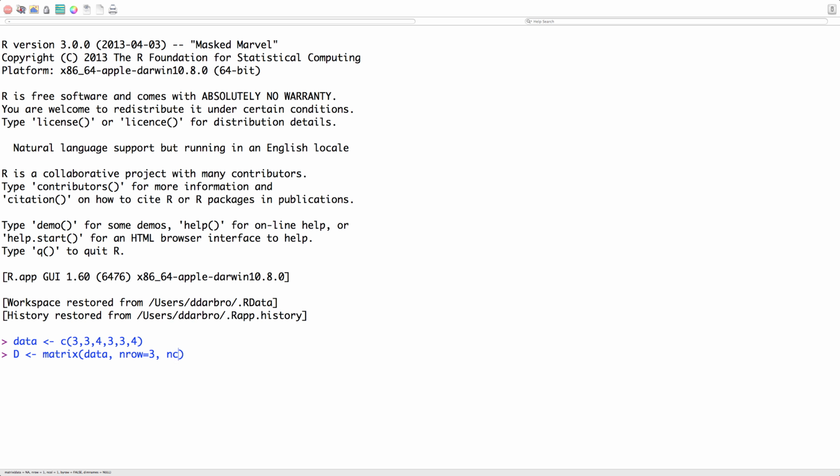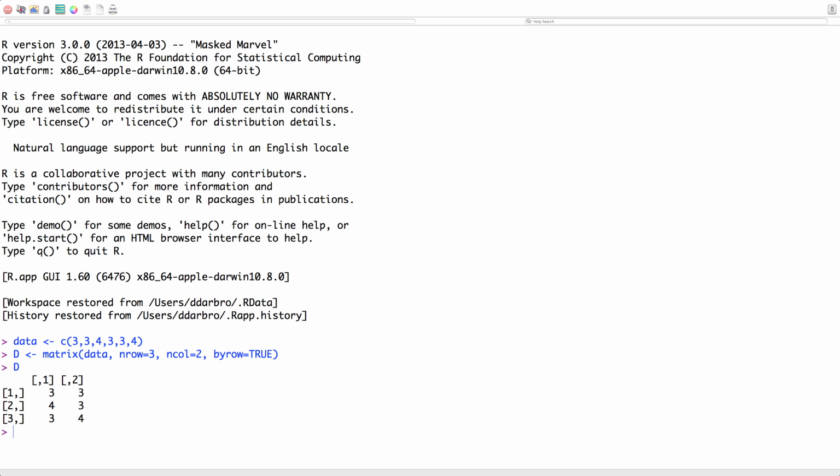And then I do the N for the column, and of course that was 2. Now, the next thing I do is I come in and I do byrow equals TRUE. That instructs R that I entered my data back here, whatever I call this, by the row. So put in D, and you'll see that we have precisely what we need.